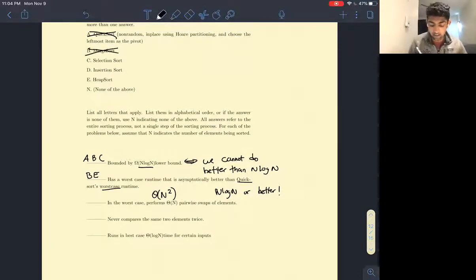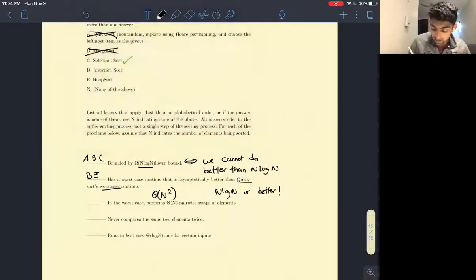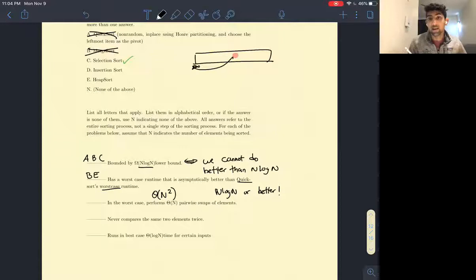Selection sort, interesting. So in selection sort, this indeed is true, that in the worst case, it will take at most n swaps. The reason is that in selection sort, each time we find the minimum, and then we move the minimum all the way to the front. Well, we can only perform this swap to the front n times, because there's only n elements. So selection sort is true.